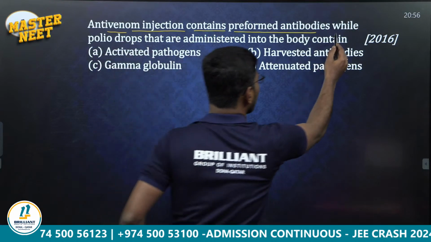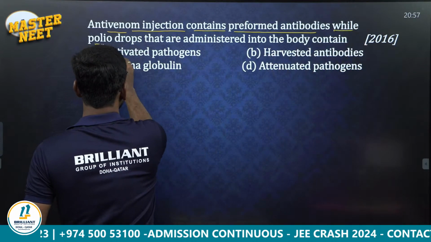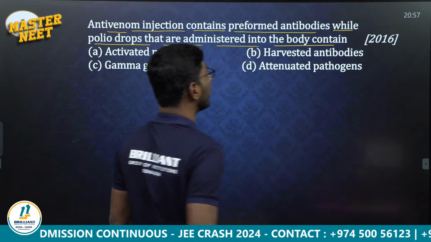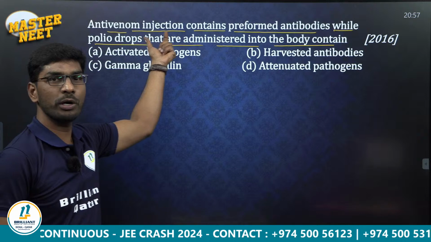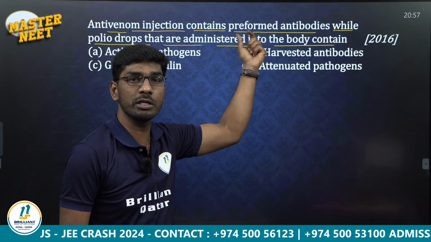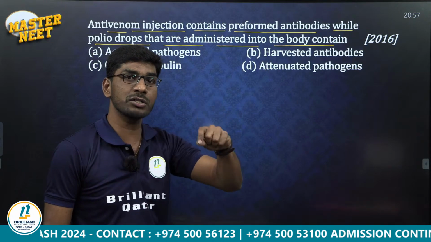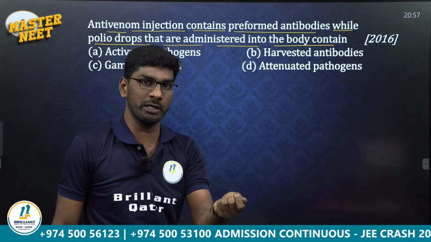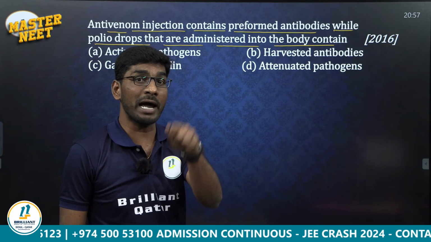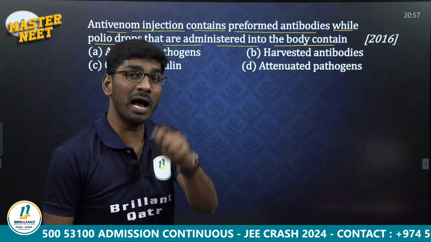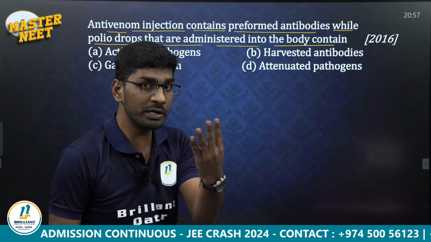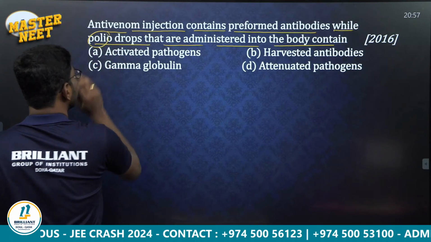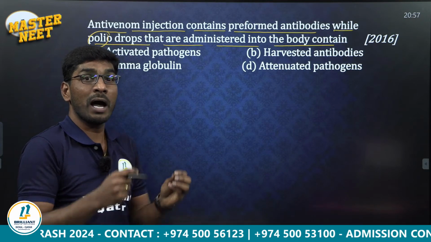Fine. Next they are asking about polio drops that are administered into the body. If you are able to recall, we discussed the acquired immunities: natural active acquired immunity, artificial active acquired immunity, natural passive acquired immunity, and artificial passive acquired immunity. Four different types of immunities we discussed, right? Here they mentioned polio is given. So what type is it?